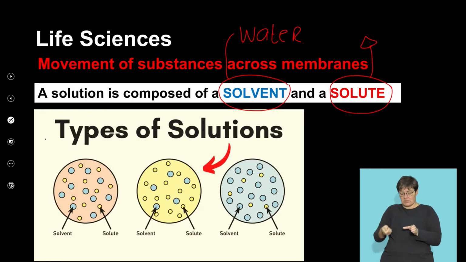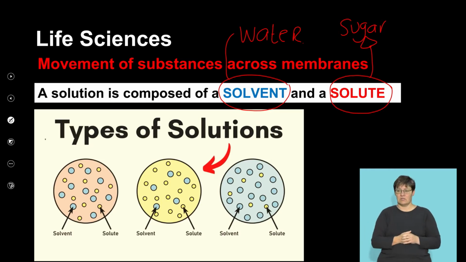I want you to think of sugar. Here we go. So I've got water, which is my tea, okay? And sugar is what I dissolve in it. Now, I'm going to get three types of solutions. Now, I want you to have a look.